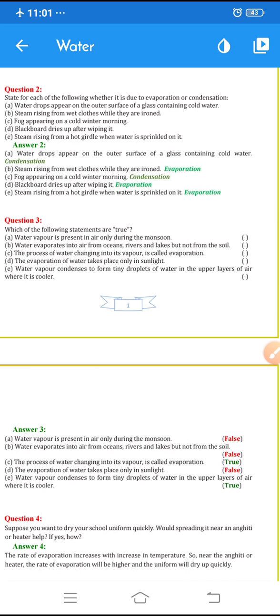Last one, steam rising from a hot griddle when water is sprinkled on it. On a hot griddle, if you just spray water on it, the steam rises, and that is due to evaporation. You can see this in hotels. To make puri, they put the oil in a kadai. When you sprinkle water on the hot liquid, steam rises immediately. That is due to the evaporation process.